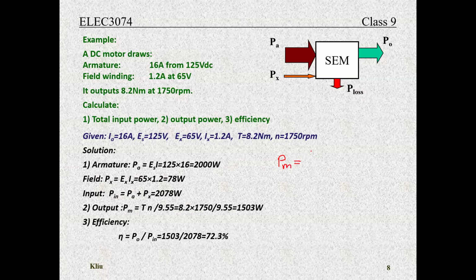Mechanical power, torque times speed divided by 9.55. Learn that formula. So now we get output power, and it's also coming out in watts.